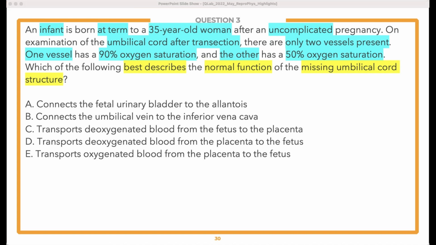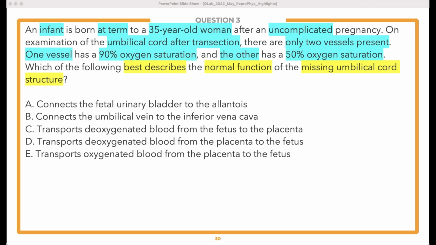E, transports oxygenated blood from the placenta to the fetus. D, transports deoxygenated blood from the placenta to the fetus. C, transports deoxygenated blood from the fetus to the placenta. B, connects the umbilical vein to the inferior vena cava. And A, connects the fetal urinary bladder to the allantois.